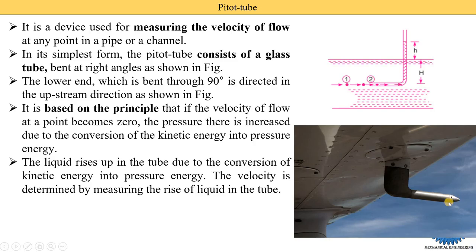The kinetic energy is reduced and the pressure energy is increased. The liquid rises up in a tube due to the conversion of kinetic energy into pressure energy, meaning at the inlet. So here we see this point 2 is the inlet of the pitot tube. At this point its shape looks like a nozzle or a cone, and in the cone, the kinetic energy is converted into the pressure energy, and due to pressure energy the liquid level rises in this pipe.